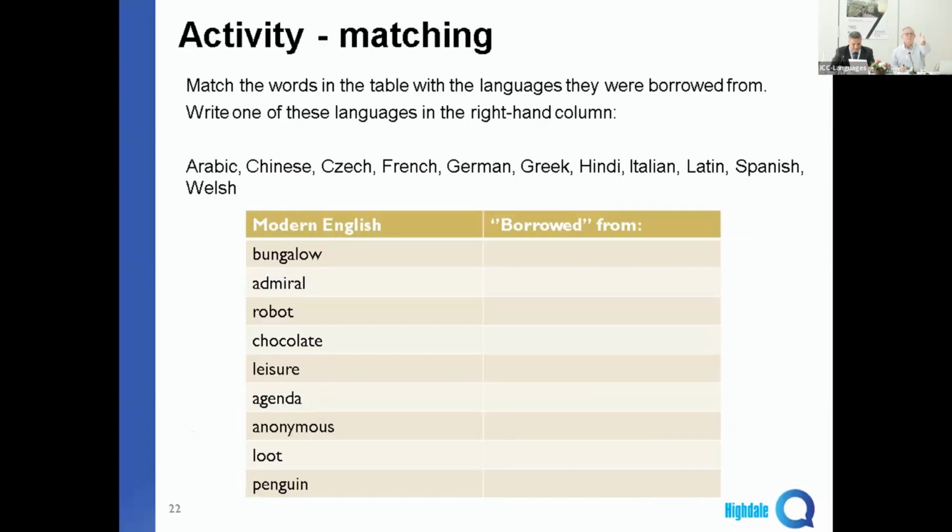So what simple matching activities. Here's a list of languages and a list of words that was stolen from those languages. Let's try to match those up. I mean, some of them you will know already. Chocolate is from which language? There's a list of languages there. It's actually from Spanish, through Spanish from Nahuatl, which is a Mexican language.